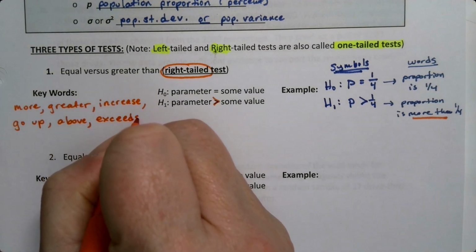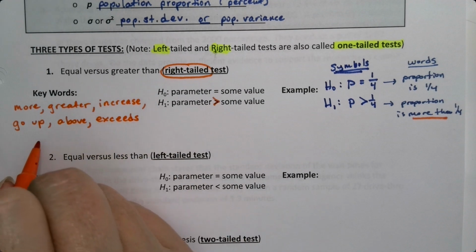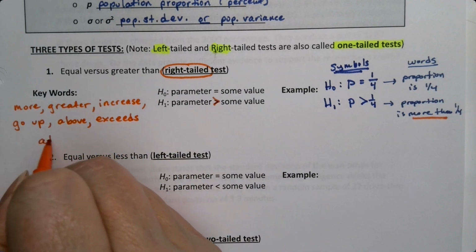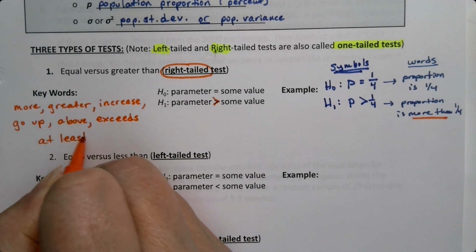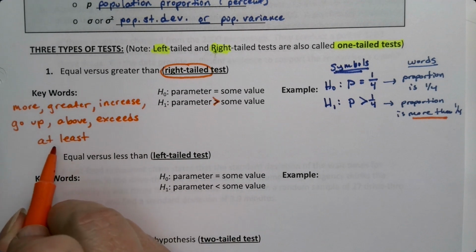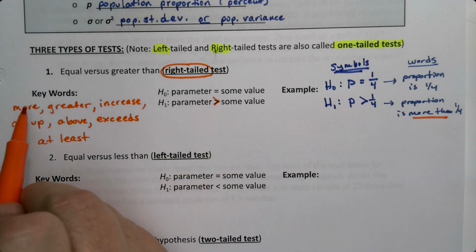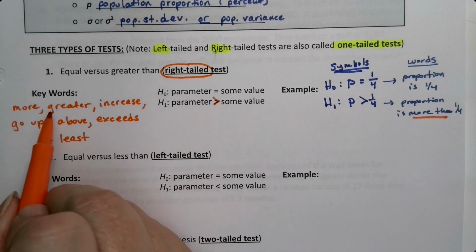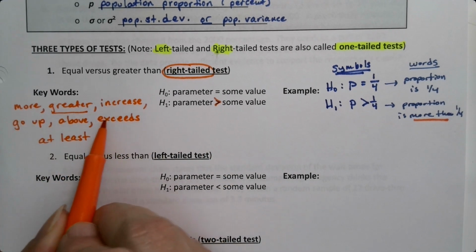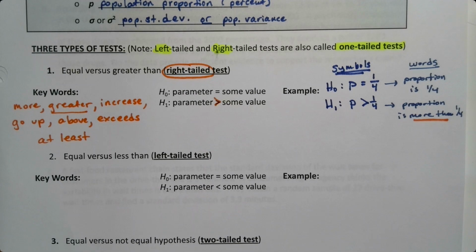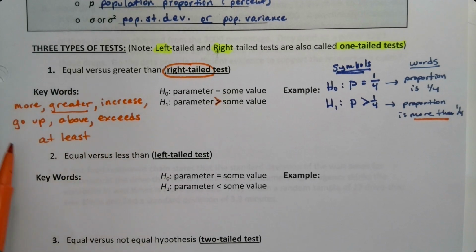Exceeds. Exceeds means it's getting bigger. And one of the trickiest ones is "at least." Because in English you see the "le" and you think it means less than, but it doesn't. At least actually means greater than. So all of these are words for greater than, or for more than. They're synonyms. This would be a handy list to have on hand, say for your note sheet for your exams.